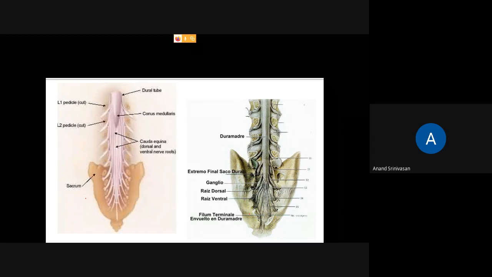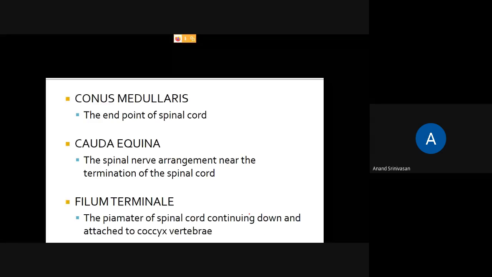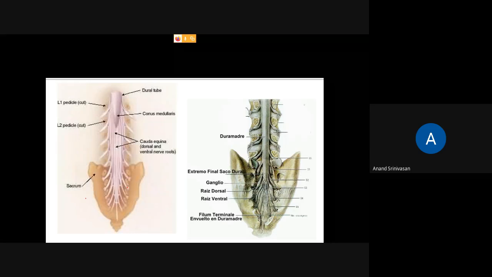All right. So conus medullaris, cauda equina, and filum terminale. Conus medullaris is the end part of the spinal cord. Cauda equina, remember horse tail. The spinal nerves are arranged like a horse tail, and that's called as cauda equina. And filum terminale, the pia mater of the spinal cord continues down and is attached to the coccyx. You know what is pia mater, right? The pia mater is a type of meninges. Meninges has three parts: dura mater, arachnoid mater, and pia mater. So this one is the pia mater. All right.